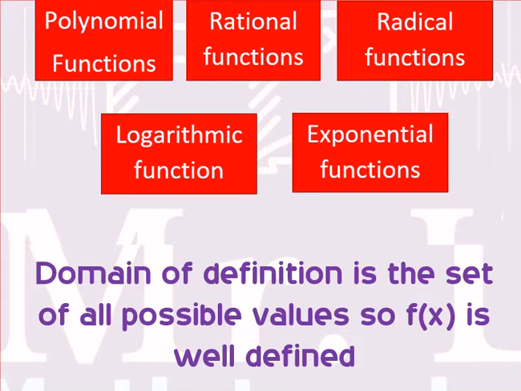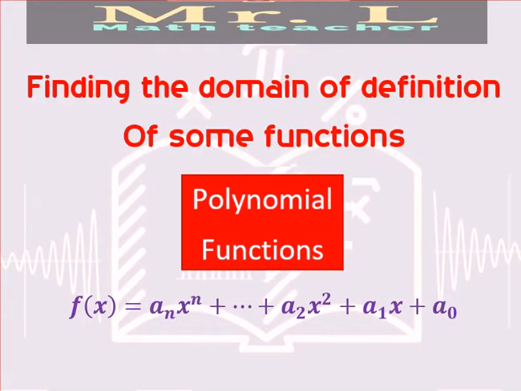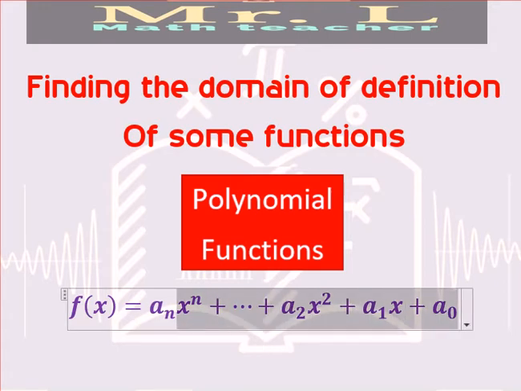So let me start first with polynomial functions. Polynomial functions are functions in the form of f of x equals a index n x power n plus dots plus a index 2 x squared plus a1 x plus a index 0, and n can be any power, and usually n is the highest power, and it's called the degree of the polynomial.